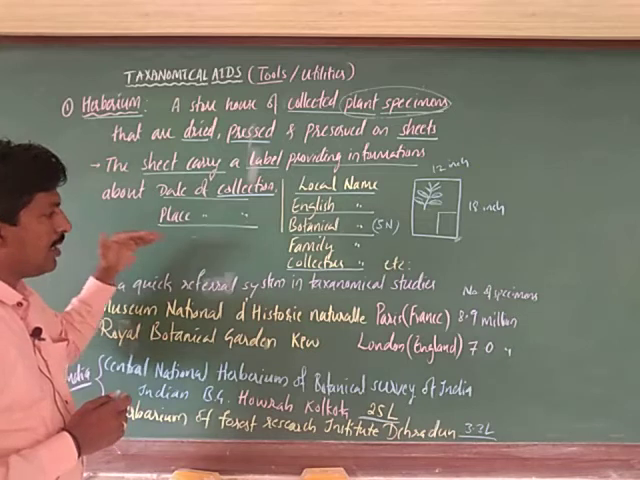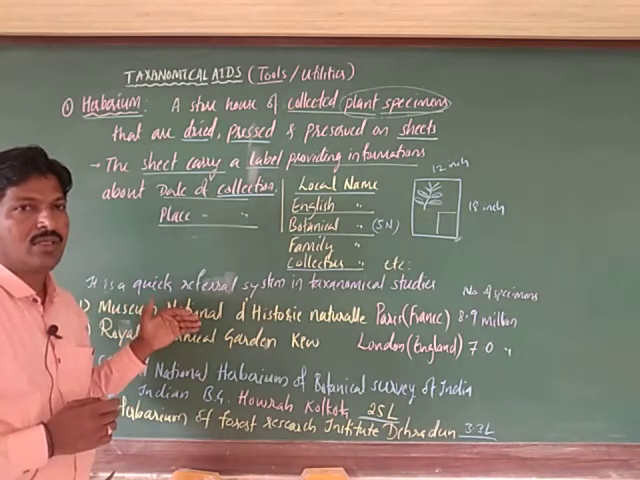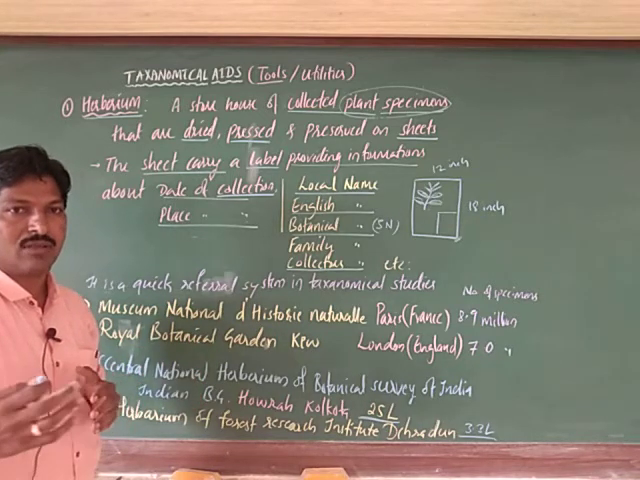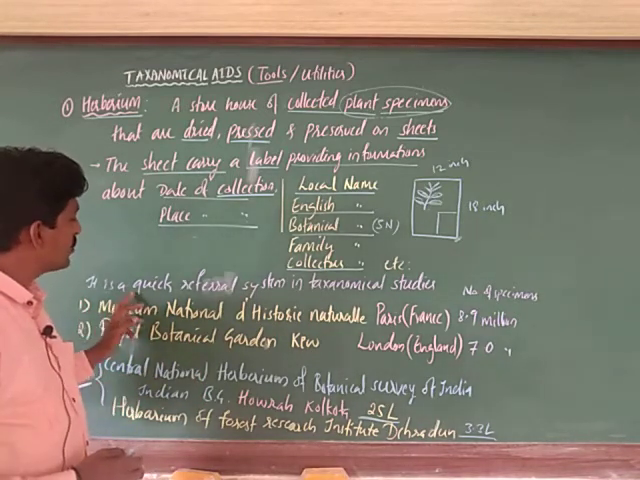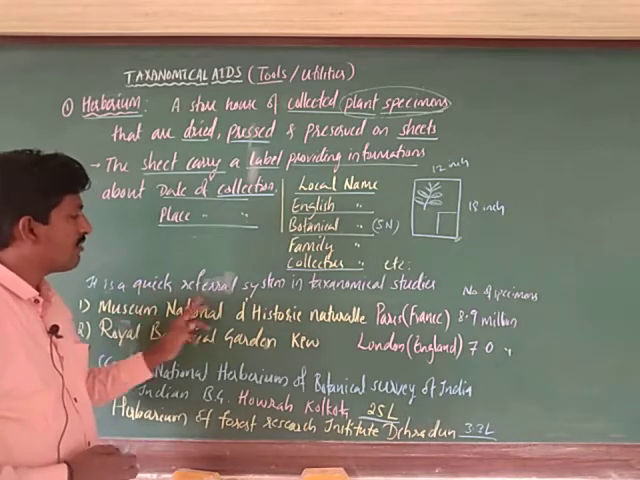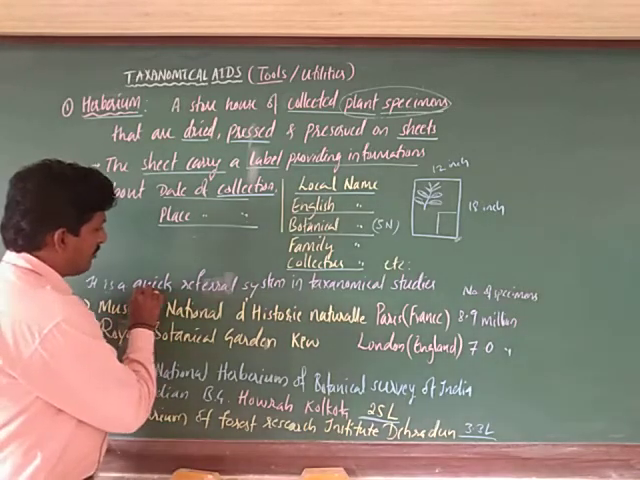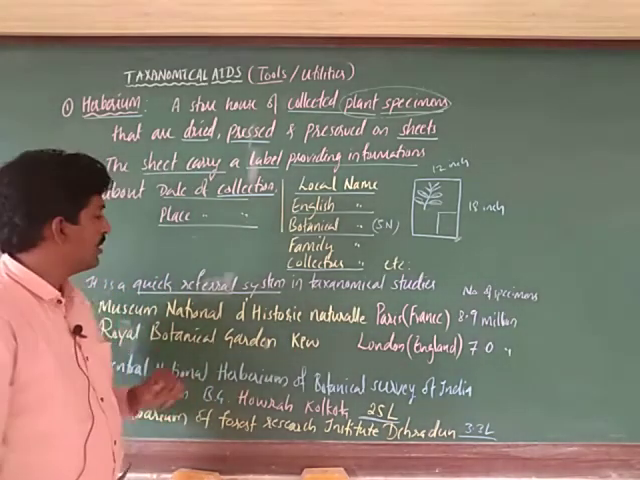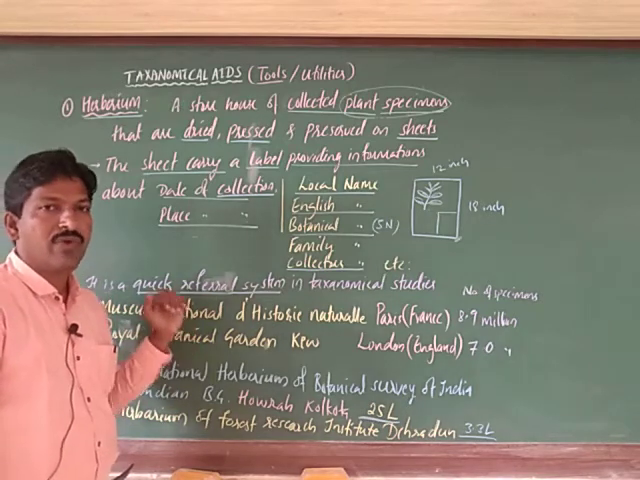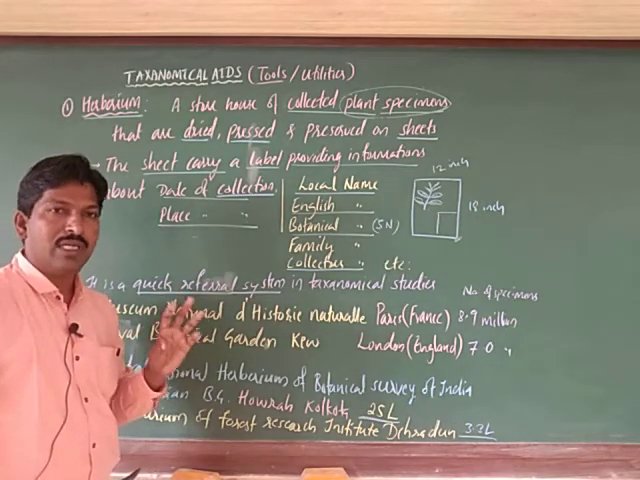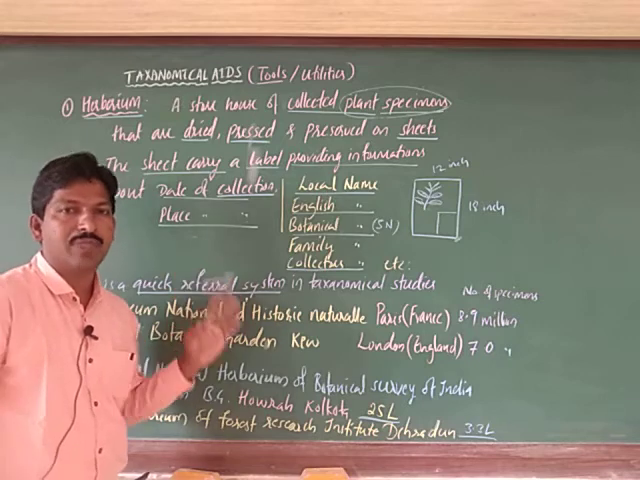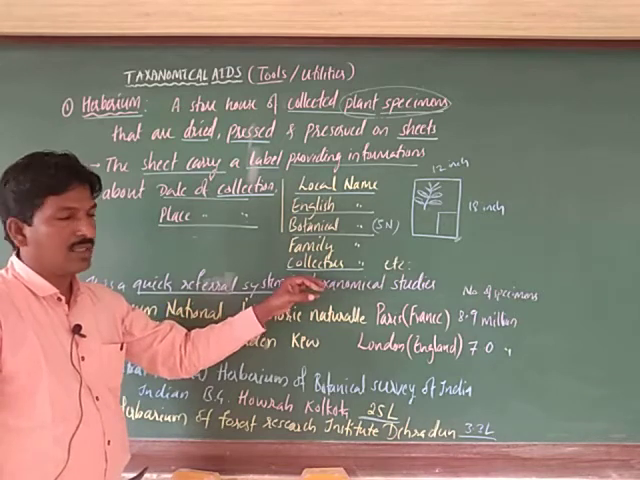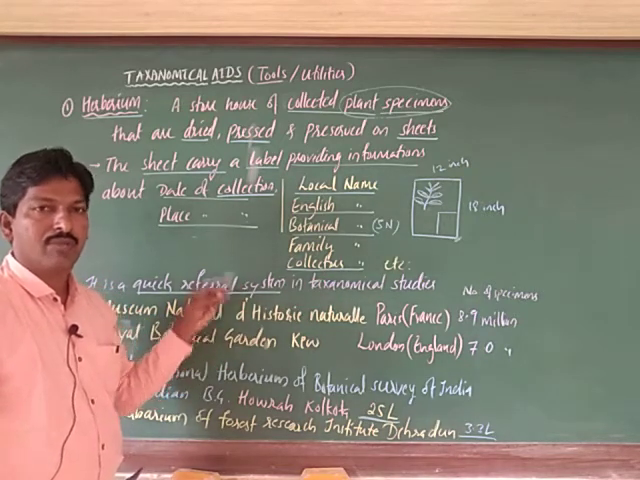Why is it necessary? Because when we are comparing or studying taxonomical things, it is used as a quick referral system in taxonomical studies. When we need information immediately, we go to a library. In the same manner, if we need some taxonomic study information, we can go to the herbarium.